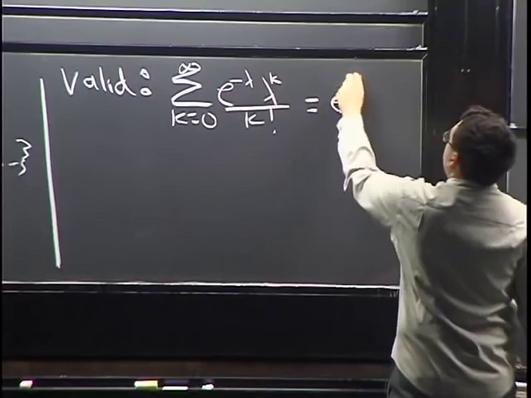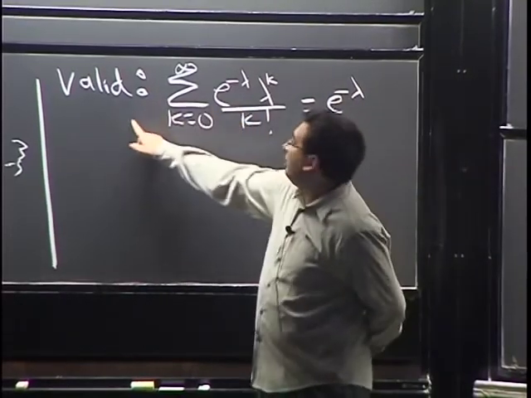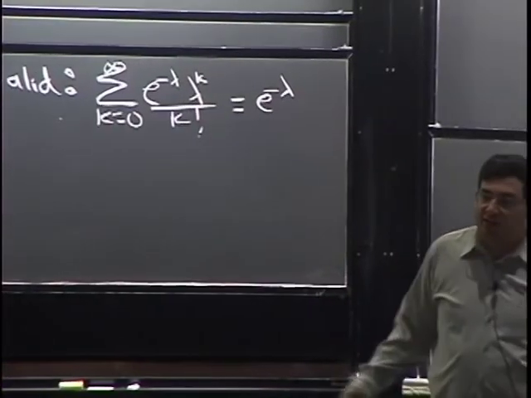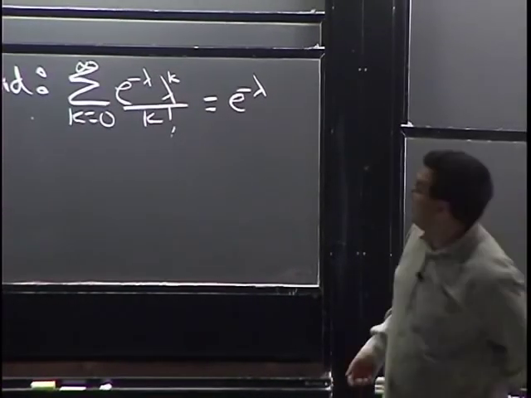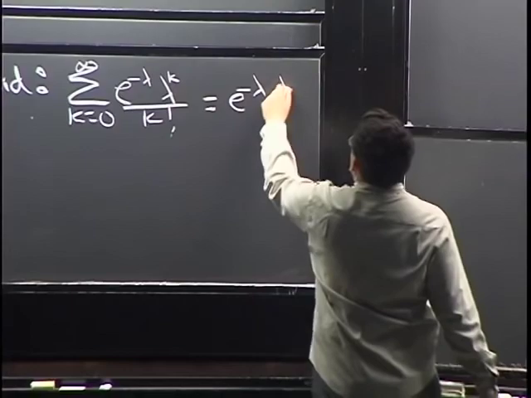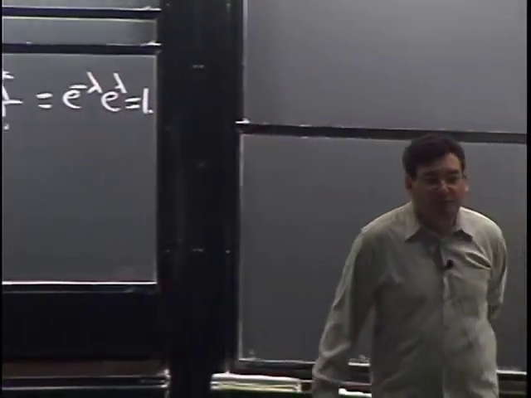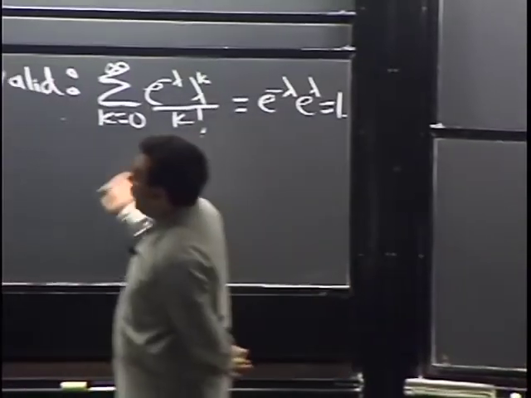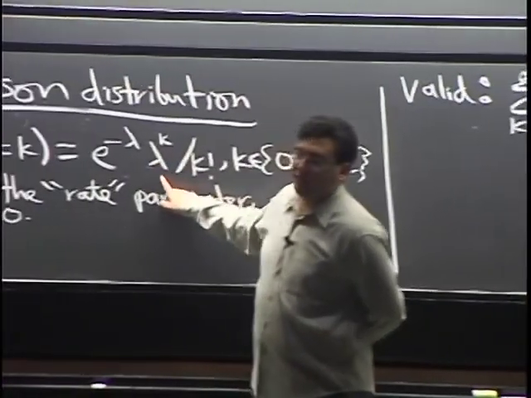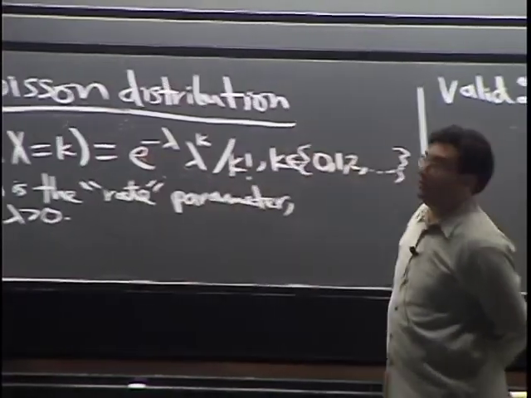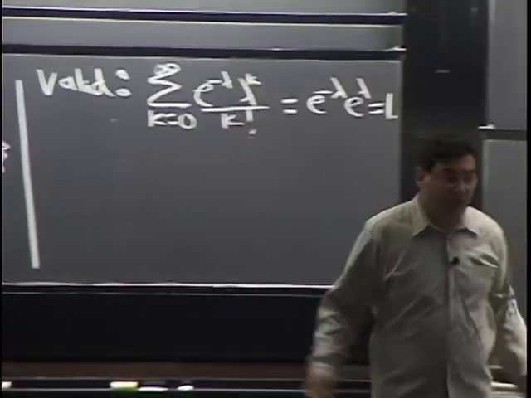e to the minus lambda is a constant, so that just comes out. The sum of lambda to the k over k factorial, hopefully by now everyone recognizes that that's the Taylor series for e to the lambda. So this is e to the minus lambda times e to the lambda, which equals 1. All right, so basically all we did was take one term from the Taylor series for e to the lambda and then put a constant in front so that they add up to 1. So that is a PMF.